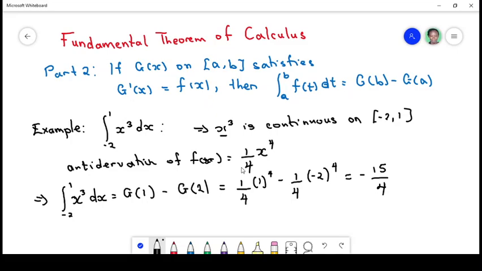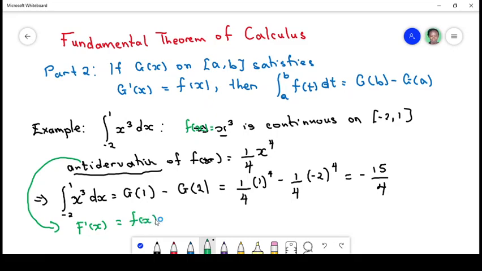Because I mentioned antiderivative, what does it mean? If I say antiderivative, a function is called an antiderivative of f, let's say of our function f of x, if the derivative of capital F of x is going to be equal to f of x. That is what it implies.